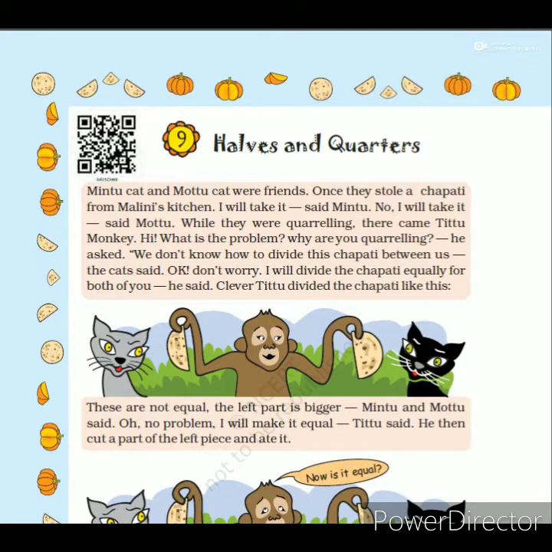Here we have today start with a new chapter, chapter 9, halves and quarters. First we have to know what is half and what are quarters. To know more about that, I will show some halves and quarters of some shapes.